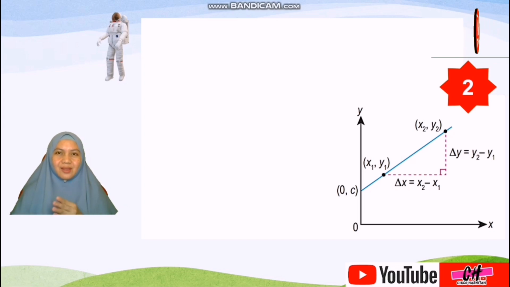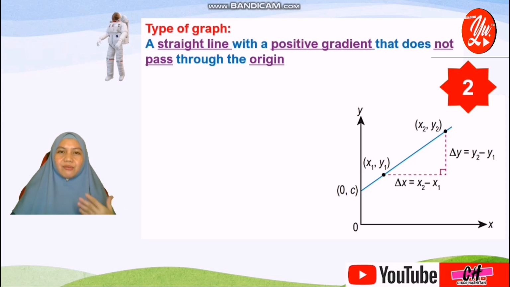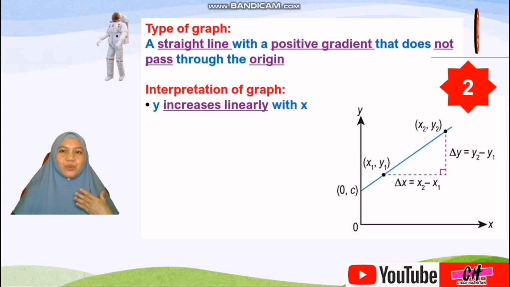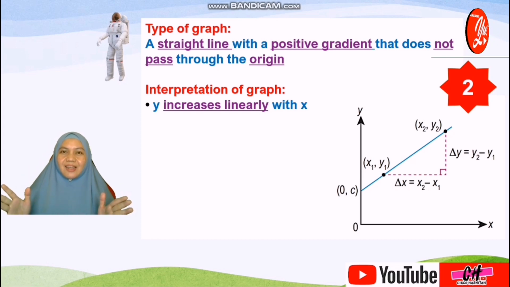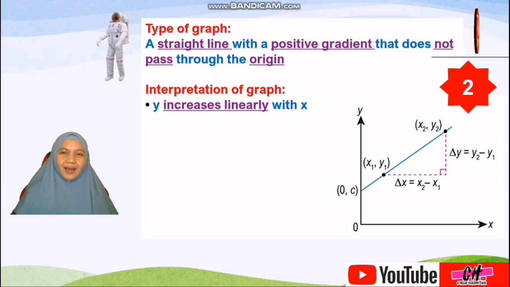And then you have to look. For this graph, it does not start from the origin, but it passes through the y-intercept. So for the type, we say that it is a straight line graph with positive gradient that does not pass through the origin. Okay, and how do we say the relationship between y and x? We say that y increases linearly with x. Remember, if the line does not start from the origin, we cannot say it is directly proportional, but we say y increases linearly with x.